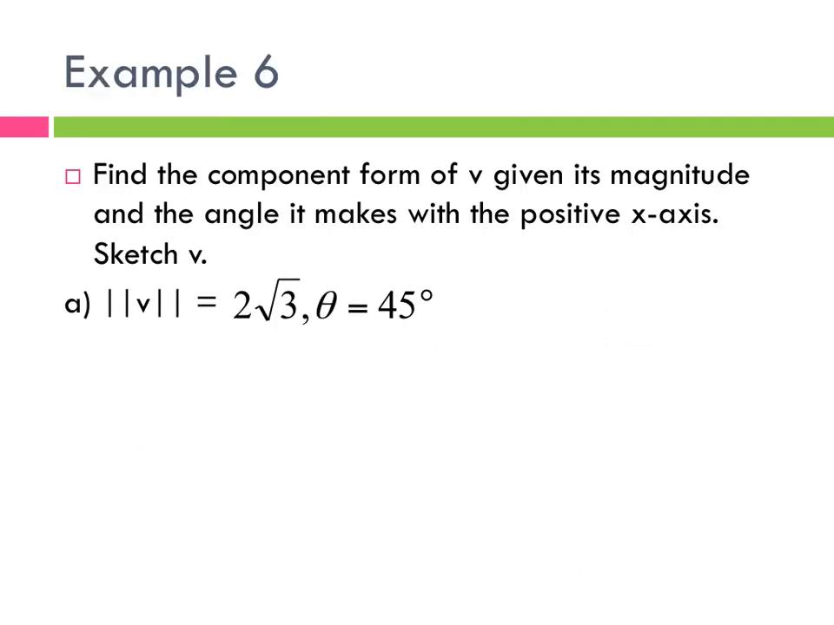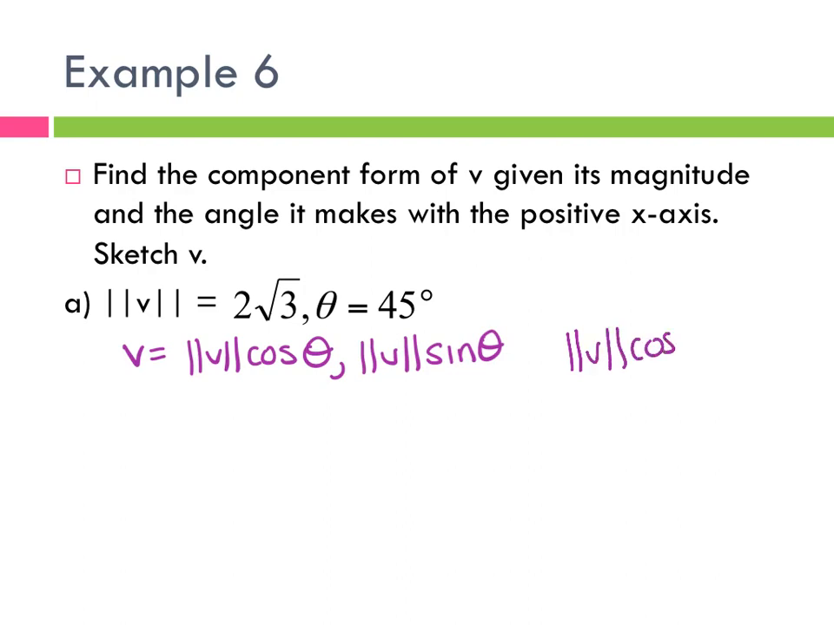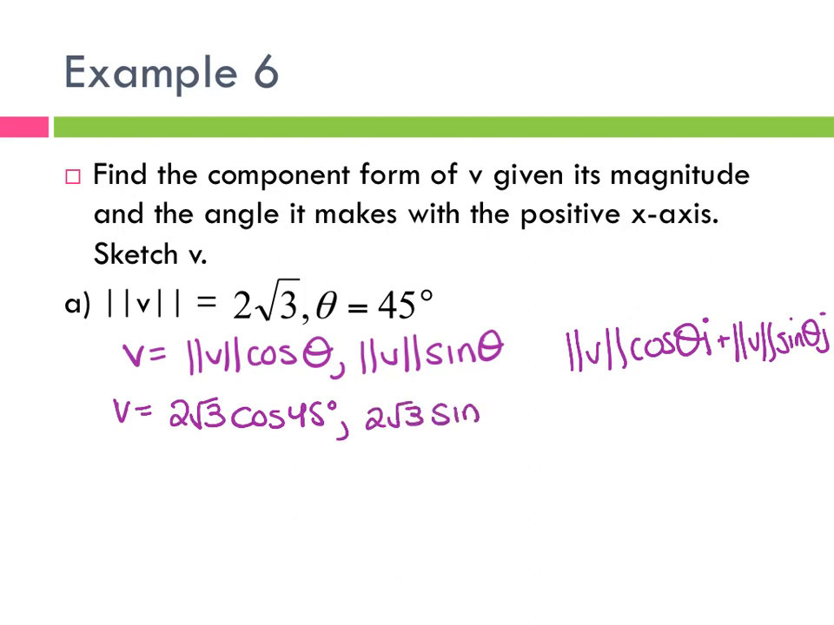So this says, find the component form of V given its magnitude and the angle it makes with the positive x-axis. And then sketch V. So again, component form would equal magnitude of V times the cosine of theta, comma, magnitude of V times the sine of theta. Or we're going to do magnitude of V times the cosine theta i plus magnitude of V sine theta j in terms of ij. So this would be 2 root 3 times the cosine of 45 degrees, 2 root 3 times the sine of 45 degrees.